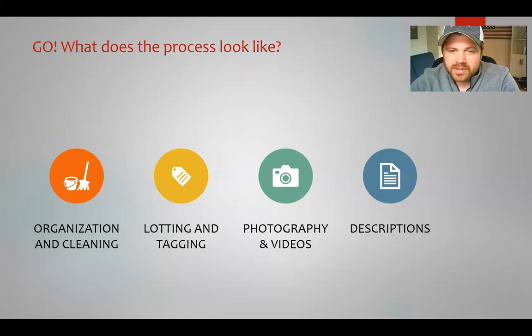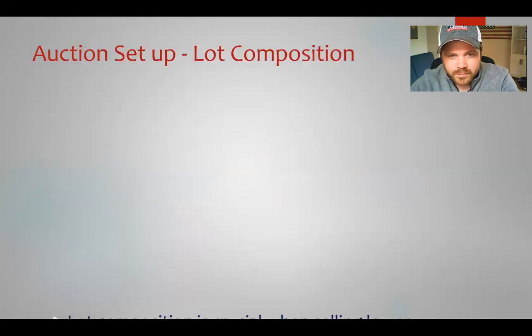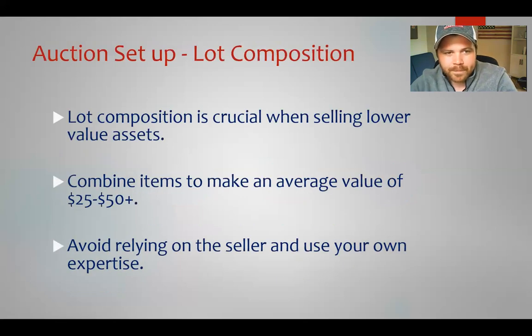It starts with organization and cleaning of items, and then we get into lotting and tagging items. Third, photography and videos, probably most important. And then fourth is our descriptions. So when you break down the process of creating an auction, it's really broken down into those four parts. And we're going to go through a little bit of each one and why it's important and some best practices for each one.